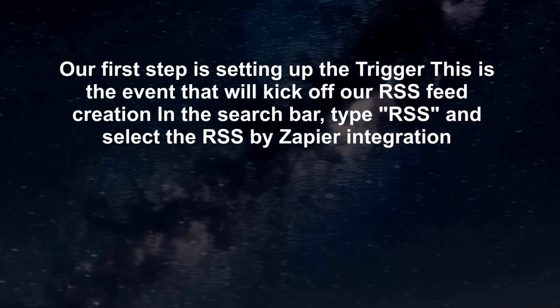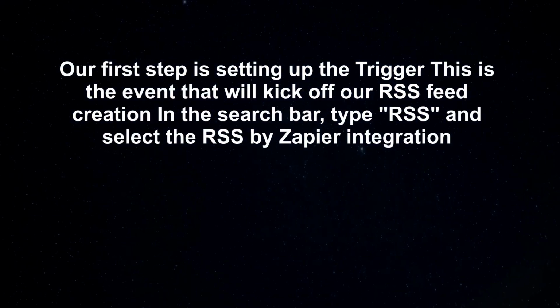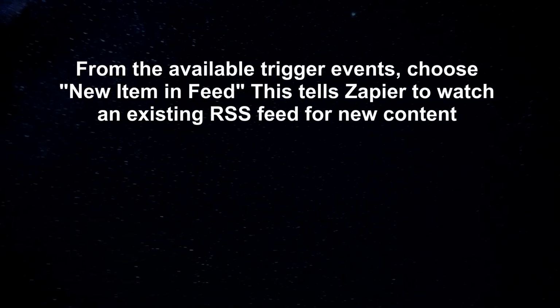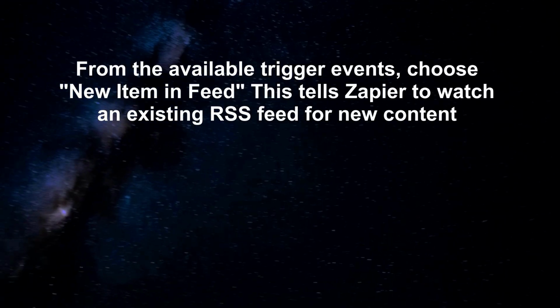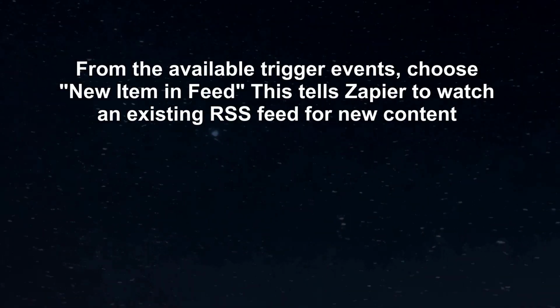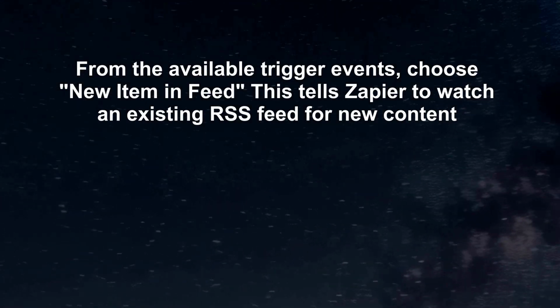In the search bar, type RSS and select the RSS by Zapier integration. From the available trigger events, choose New Item in Feed. This tells Zapier to watch an existing RSS feed for new content.